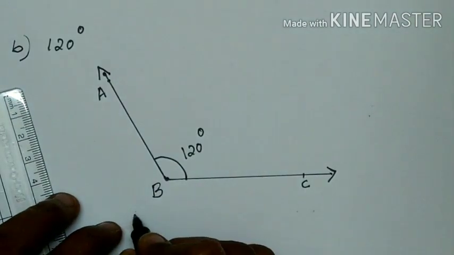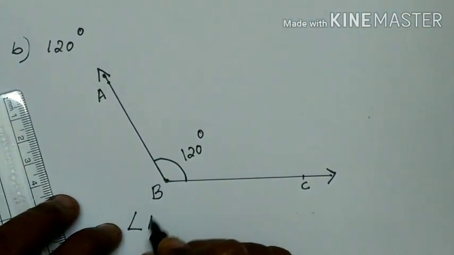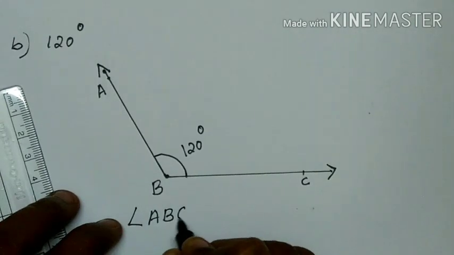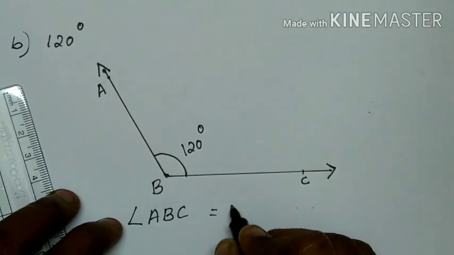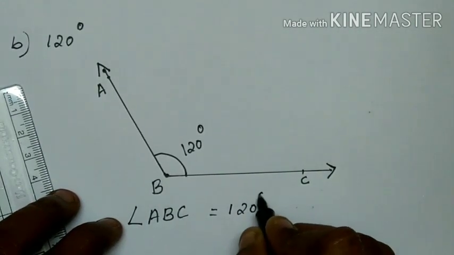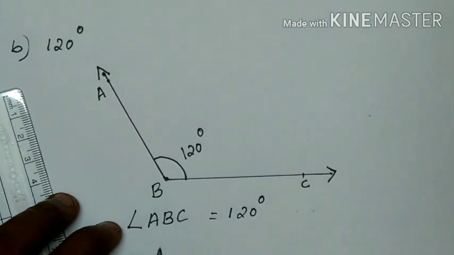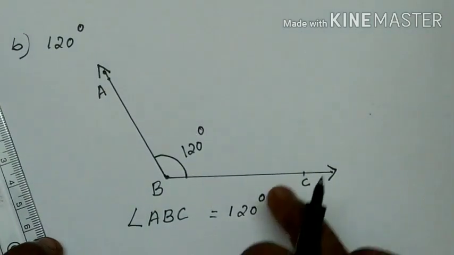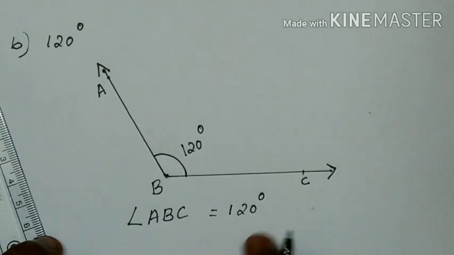So I can call angle ABC equal to how much? That is 120 degree. Degree is the measurement. Okay. Degree, we can use as the unit of the angle.